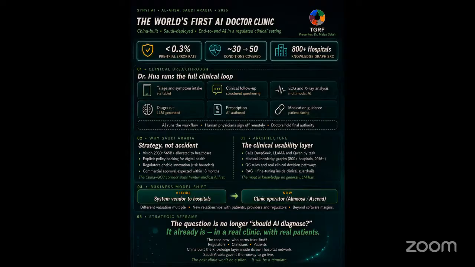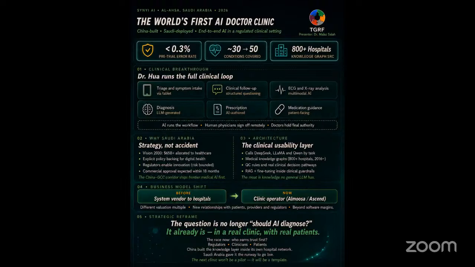The second part is regulation. If AI is going to enter clinical workflows, regulators need to define what the system is allowed to do, which patients it can assess, which conditions it can manage, and when it must escalate to a human clinician. So regulation should also define accountability. If an AI recommendation causes harm, who is responsible? The physician, the hospital, the AI company, or the software developer, or all of them together? These questions must be answered before large-scale deployment.